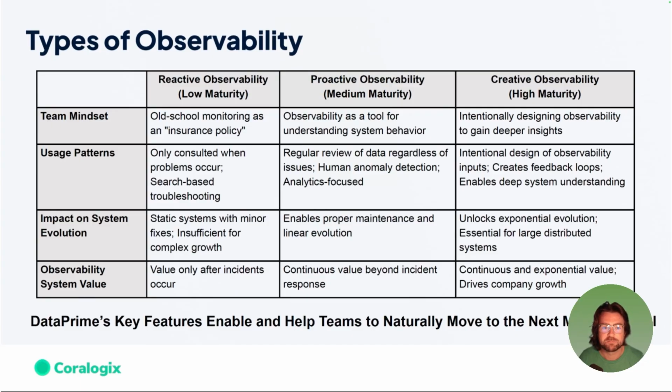Next, we have the proactive column. In this stage, observability becomes a daily tool, not just an emergency fix. You're building dashboards and watching trends. You're detecting anomalies, and you're using observability to understand your systems in motion and detecting things before they happen. DataPrime plays a critical role here.